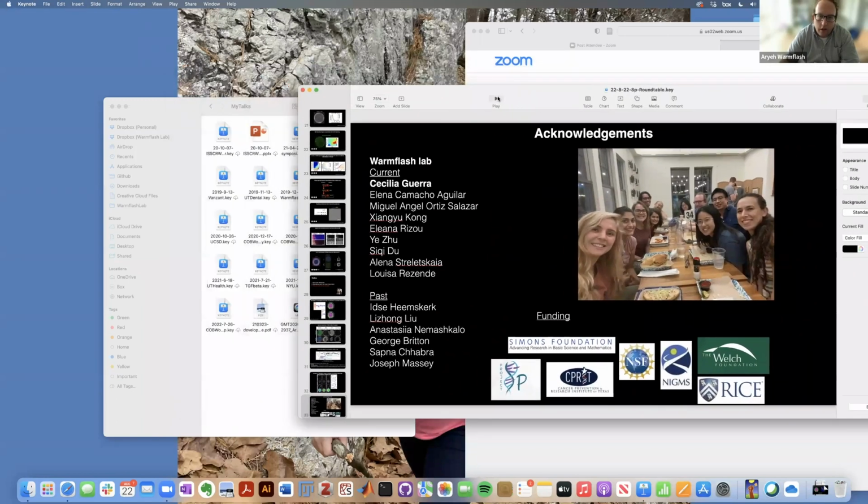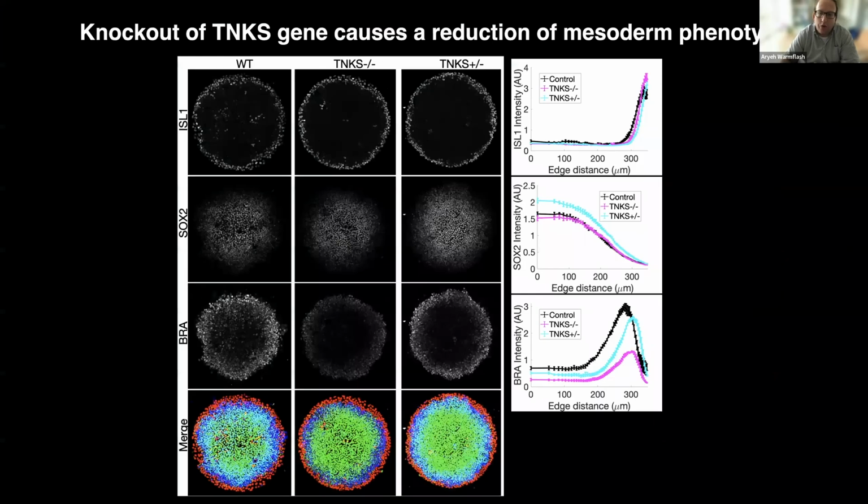Yeah, that's a great question. If I go back here, I should distinguish between colony to colony variation in the same experiment, and then variations between experiments. So if the experiment is done well, the colonies are very reproducible.